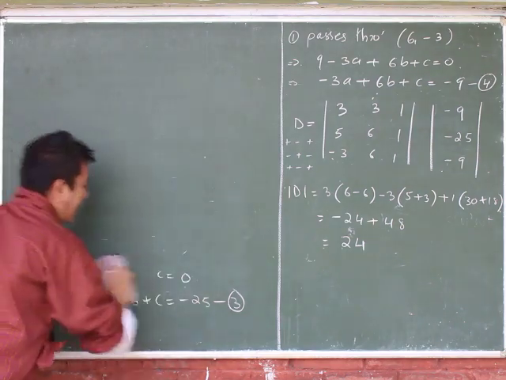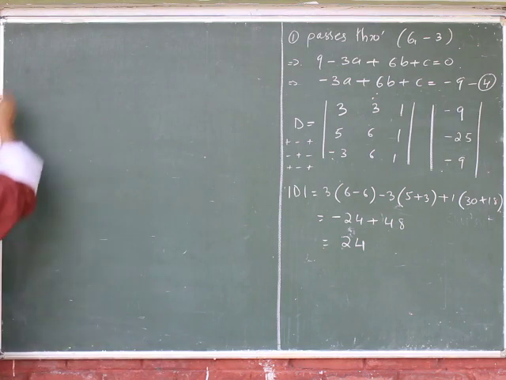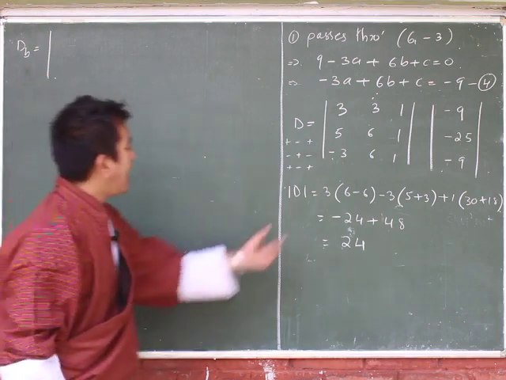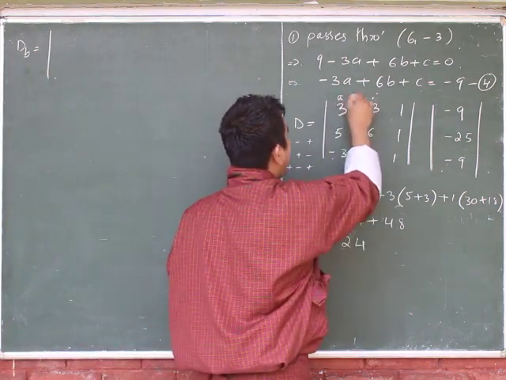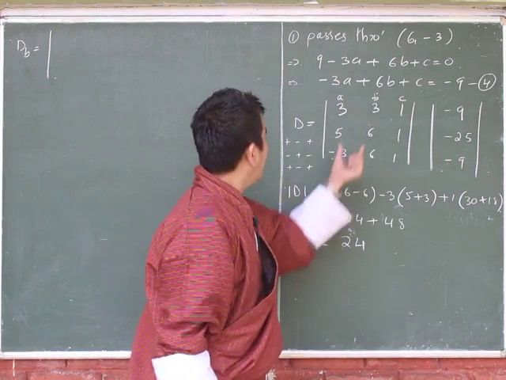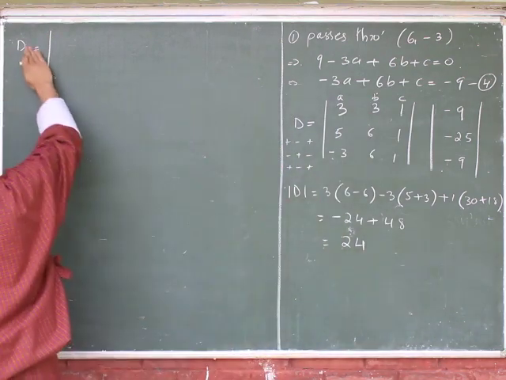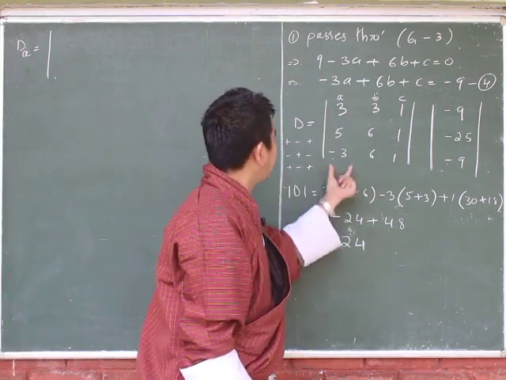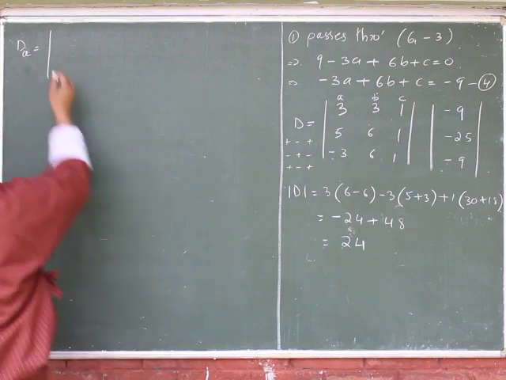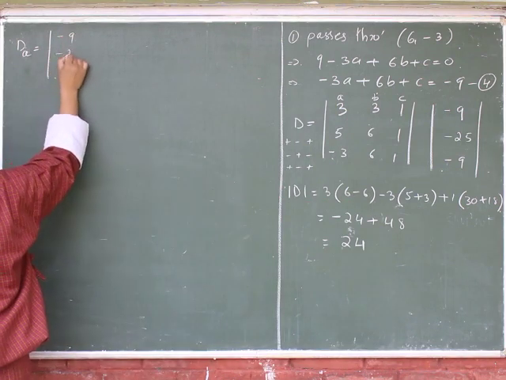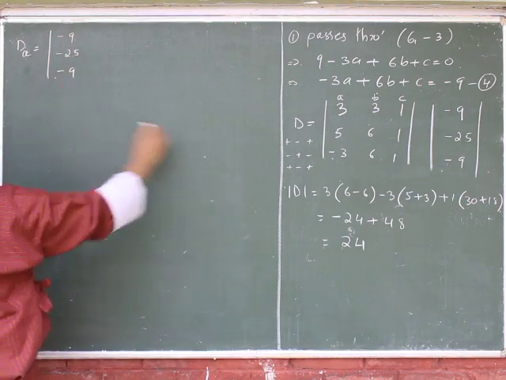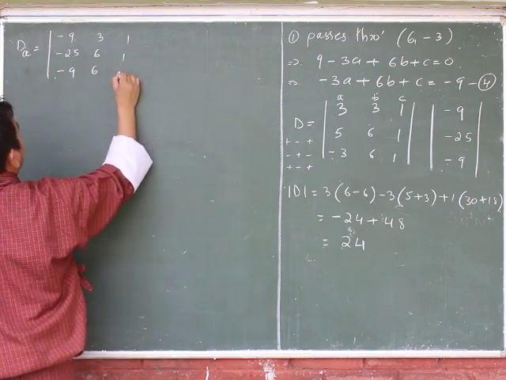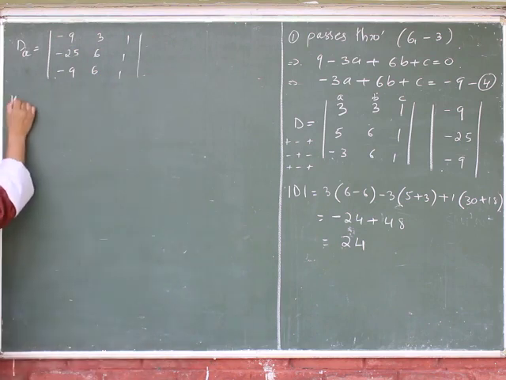In case of dB now, what I'm going to do is replace the variables A, B and C. Oh no, first let me go with dA. I didn't calculate dA, okay. So when you calculate dA, replace this A variable by this constant value. We have negative 9, negative 25, negative 9. The rest you keep as it is: 3, 6, 6, 1, 1, 1. Again find the determinant of dA.